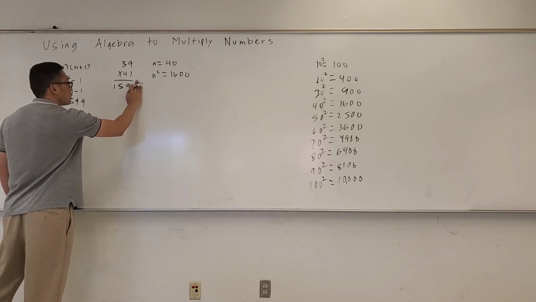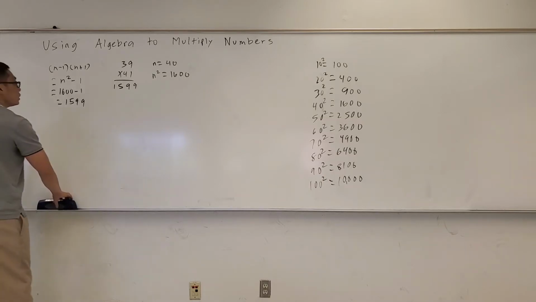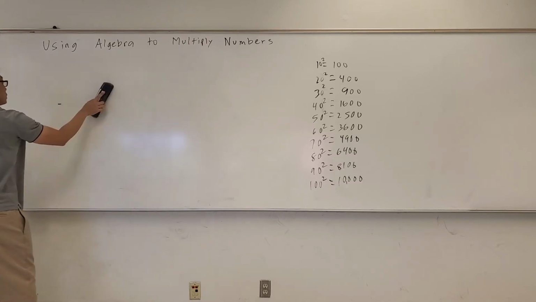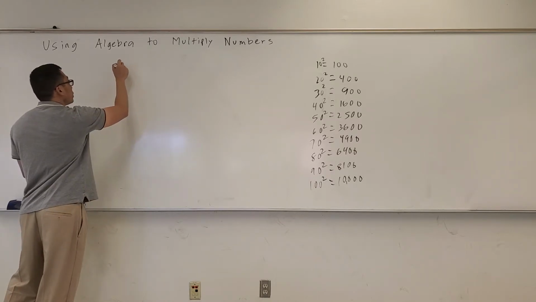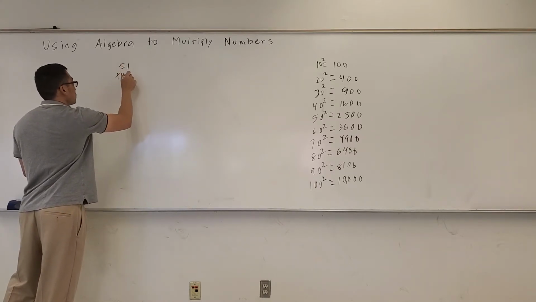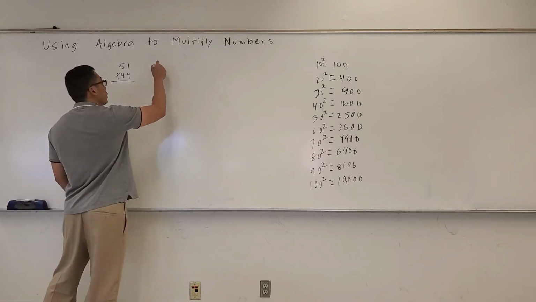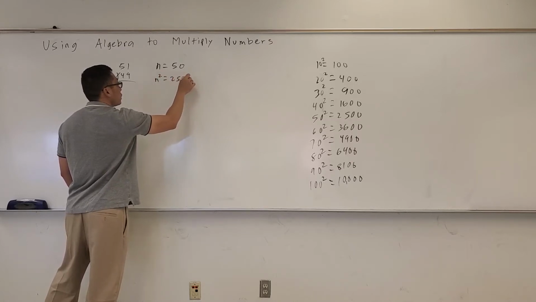Okay, so hopefully you're getting it. So let's do another one. It's going to be 51 times 49. So pause the video if you need to. Try it out. So really, n is what? The middle number, which is 50. n squared is going to be 2500, right?